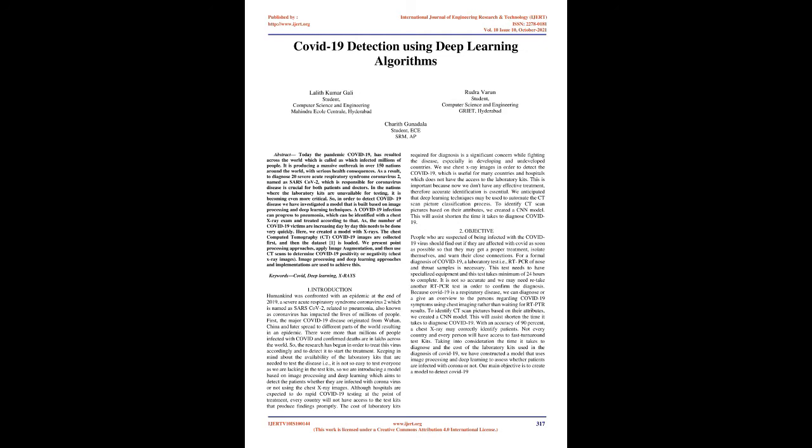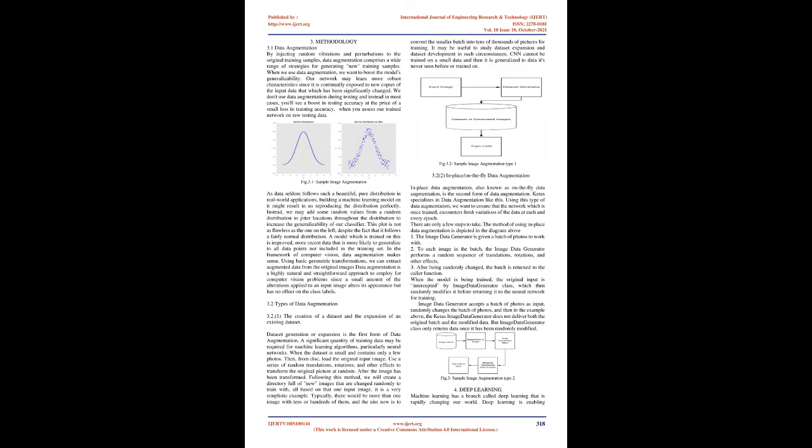2. Objective: people who are suspected of being infected with the COVID-19 virus should find out if they are affected with COVID as soon as possible so that they may get proper treatment, isolate themselves, and warn their close connections. For a formal diagnosis of COVID-19, a laboratory test, i.e., RT-PCR of nose and throat samples, is necessary.